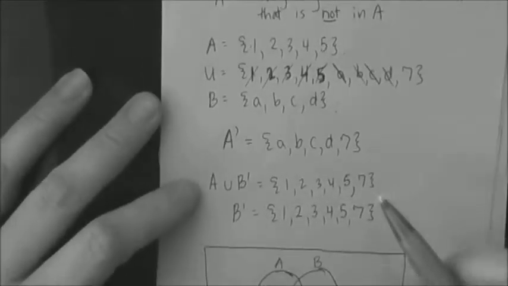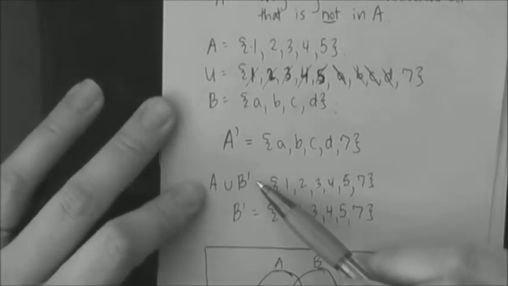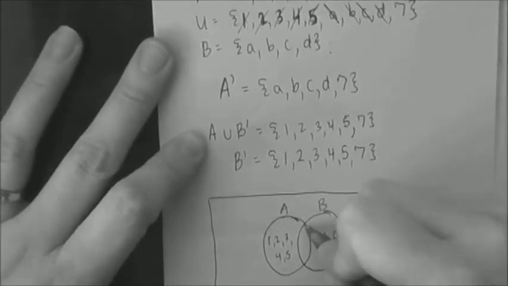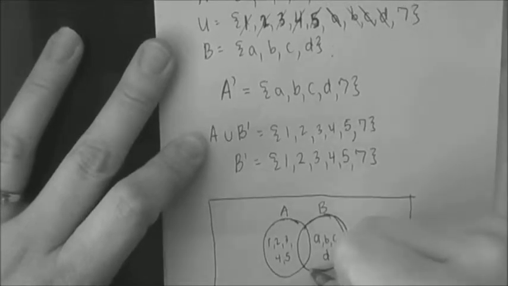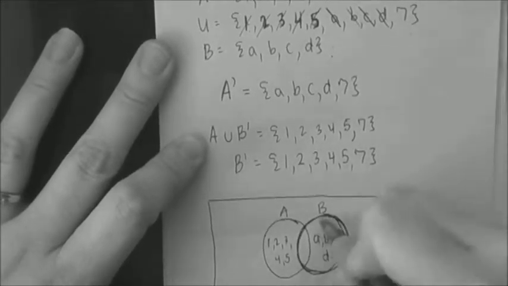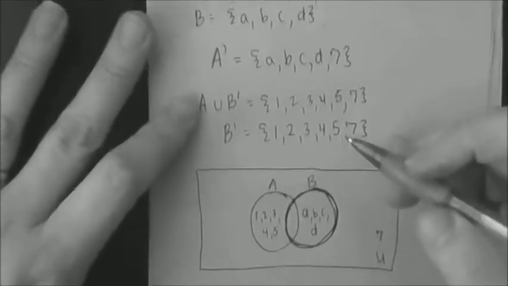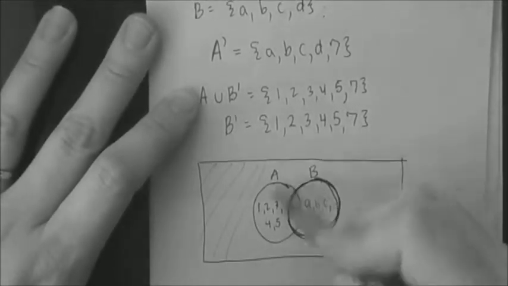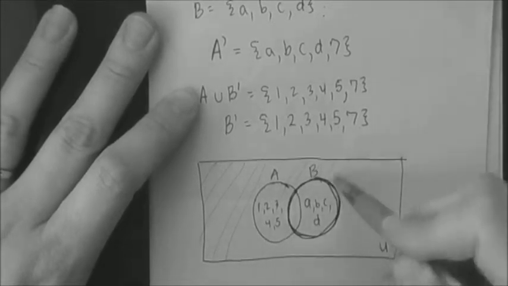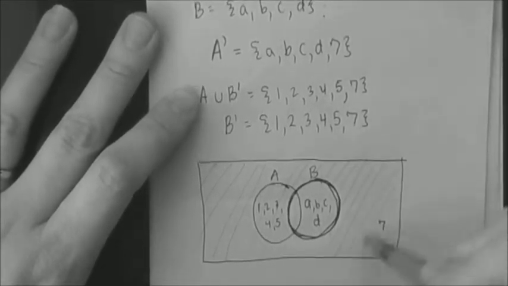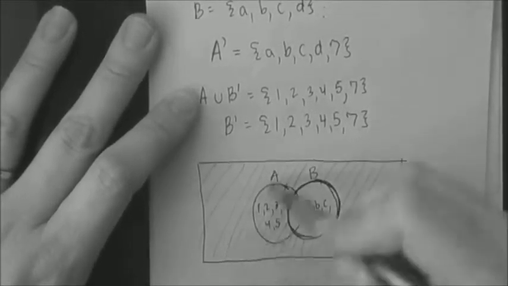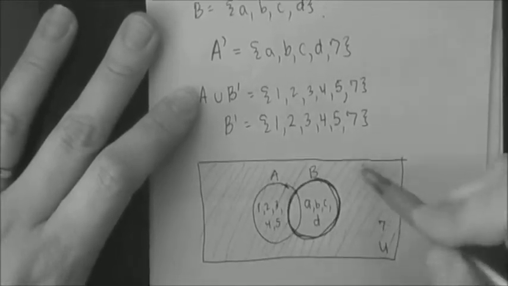Okay, so if I wanted to look at A union B complement in this diagram, well, B complement is everything that is not in B. So this is B. So B complement is going to be everything outside of B. So I'm going to put these light lines to indicate to myself everything outside of B is B complement.